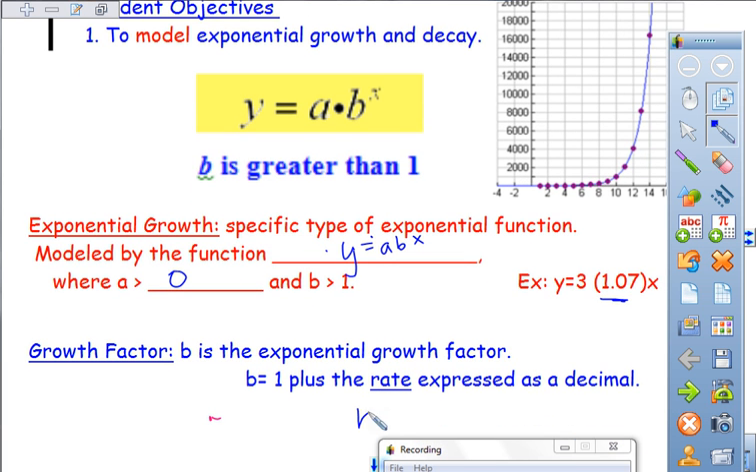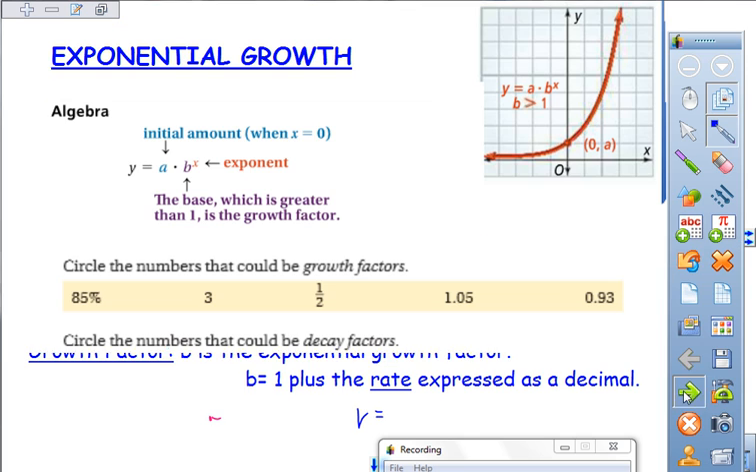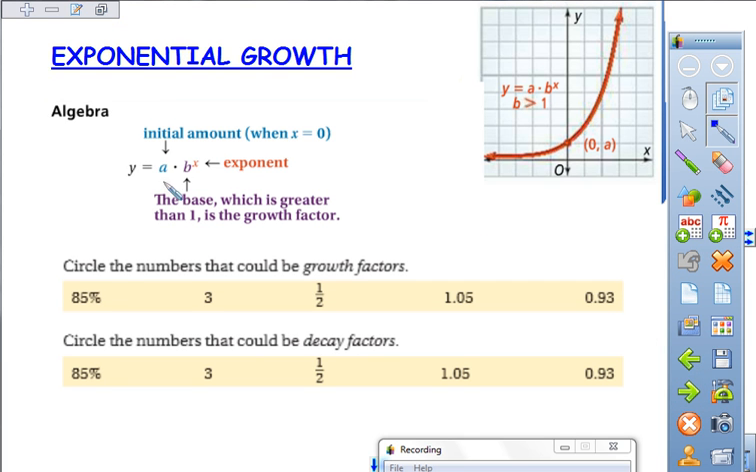So if we're given an R value in a word problem, that means we have to do 1 plus the rate and make sure that it's bigger than 100%. So again, exponential growth, our initial amount, the base, which has to be bigger than 1 to the power of some exponent. So which one of these could be growth factors?